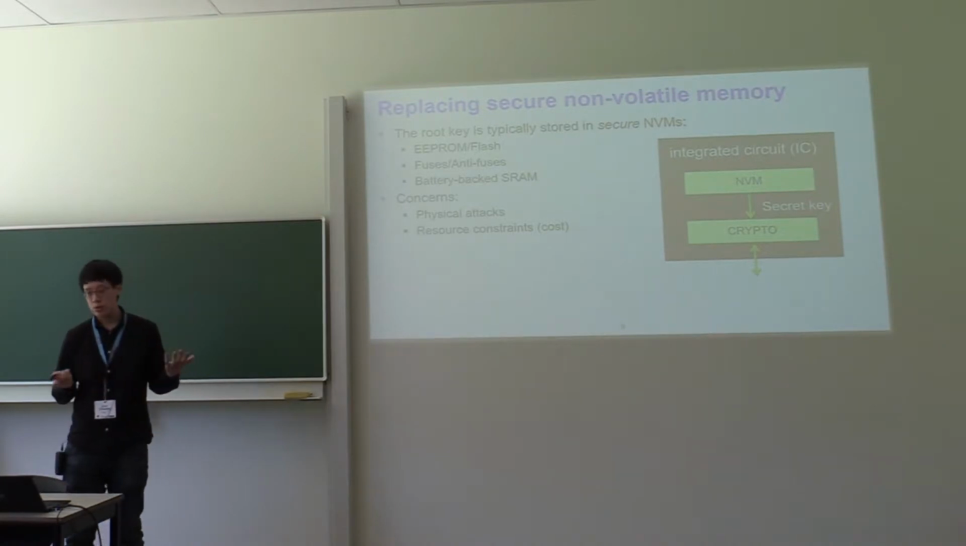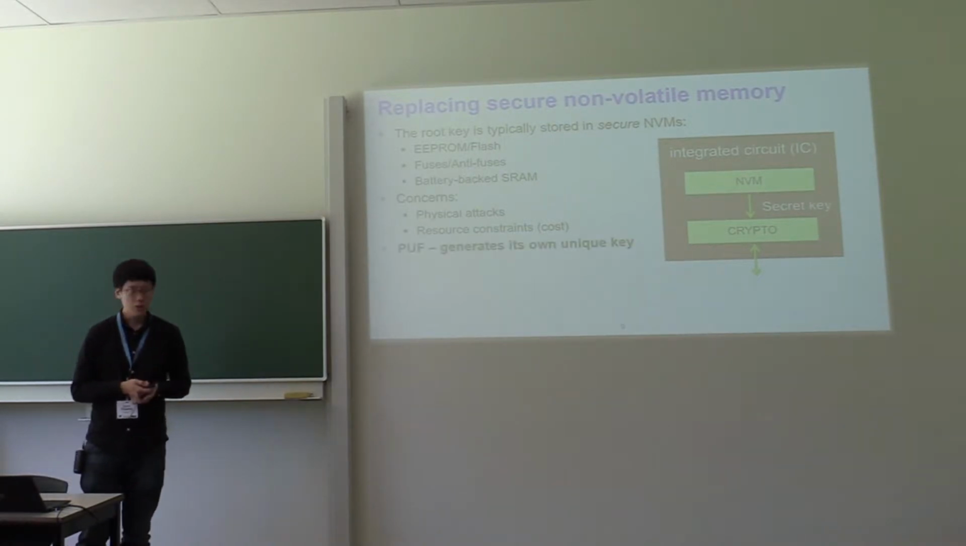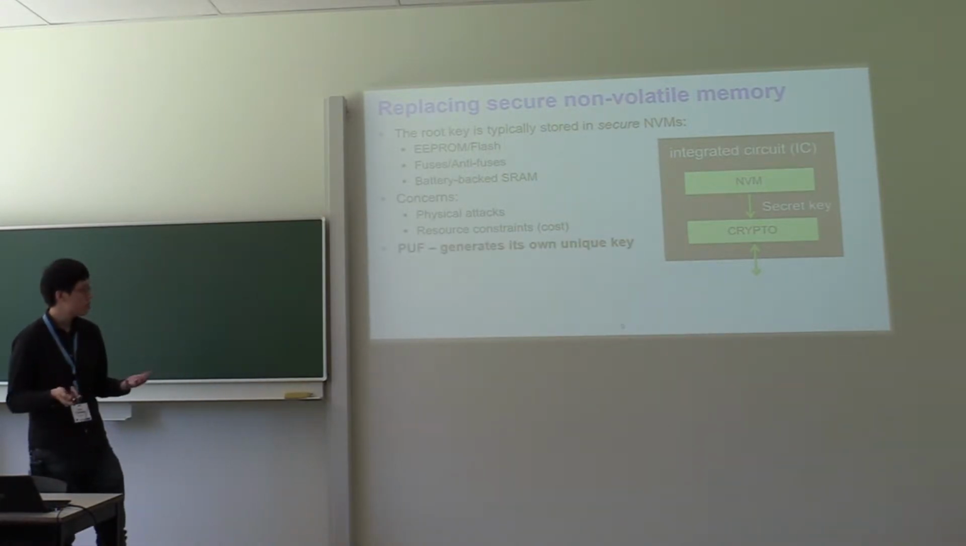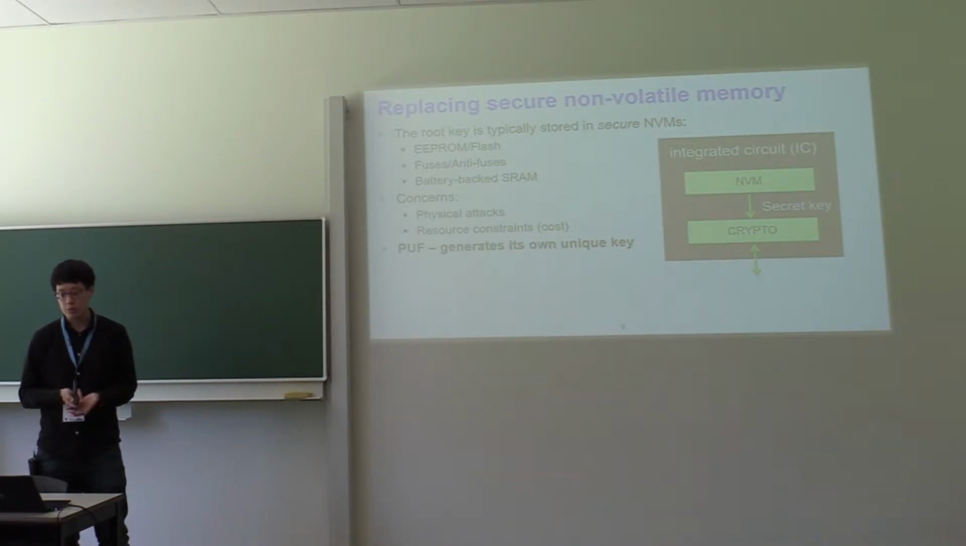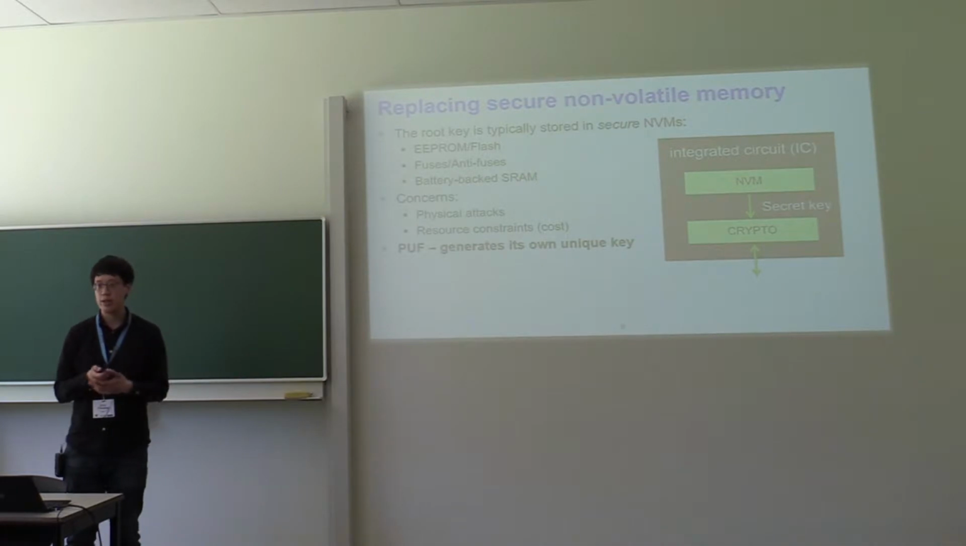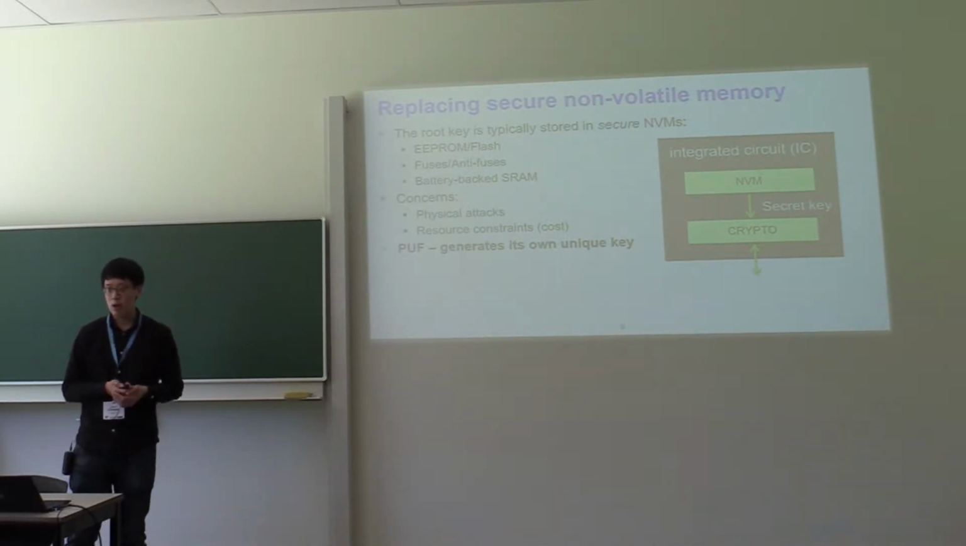So sometimes, for IoT devices, you don't want this high-cost memory on your chip, basically. So we can use a PUF to, as we mentioned, generate its own unique response. We can use a PUF to generate the secret key, a unique secret key of a chip. So how is it done?